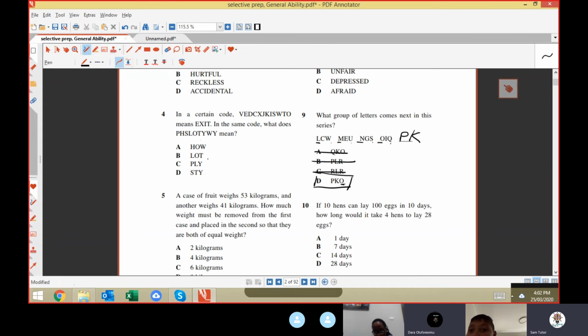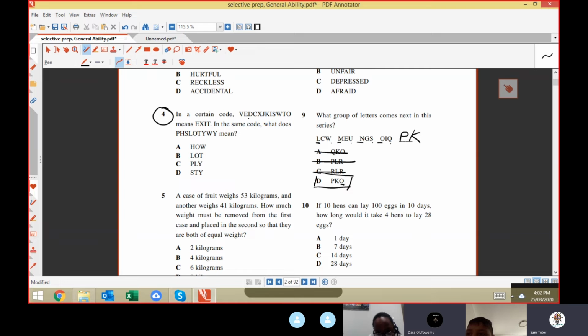Okay. All right. Let's look at this question. Question 4 now. In a certain code, let's try to read that. V, E, D, C, X, J, K, I, S, W, T, O means exit. In the same code, what does P, H?